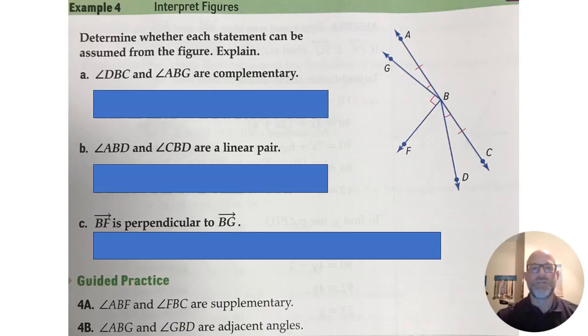Determine whether each statement can be assumed from the figure or not. Angle DBC and angle ABG are complementary, meaning they sum up to an angle measure of 90 degrees. The answer is no. They don't even look like they sum up to a measure of 90 degrees. But you can be sure they don't because this right here we know is 90 degrees, and there's still this extra angle in here. So there's no way if you summed up these two you'd get 90 degrees since this total measure is 180.